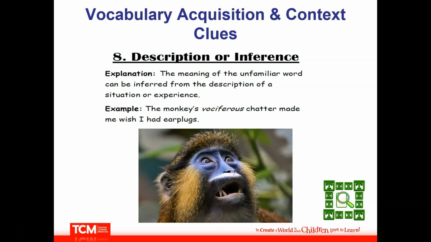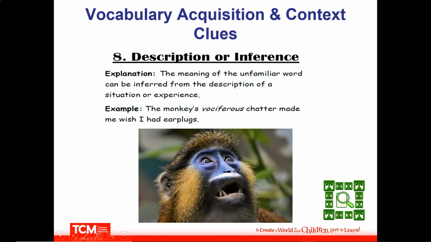And so the example that I'm giving you here: the monkey's vociferous chatter made me wish I had earplugs. Well, let me ask the students, what does the word vociferous mean in this sentence? Well, you need a little bit of background knowledge to be able to determine the meaning of vociferous right here. So if students know what earplugs are used for, they know that they're used to block out noise. Therefore, they come up with the meaning of the word vociferous, which means very loud and annoying.